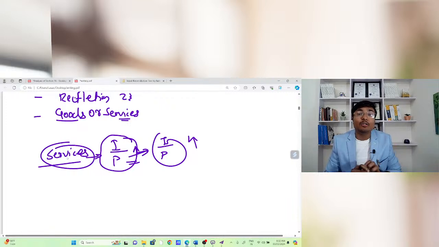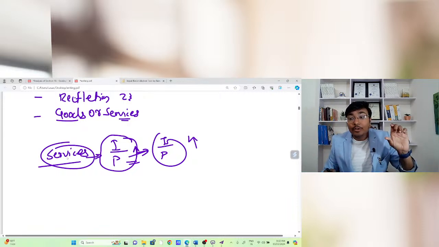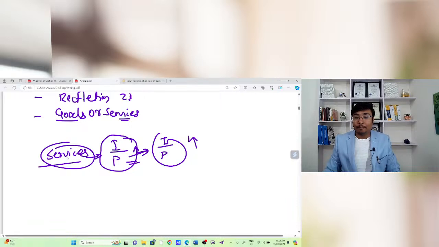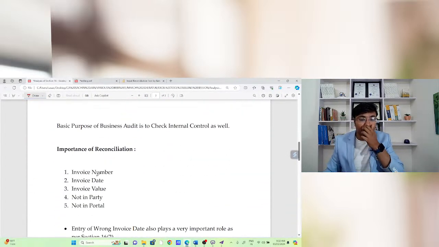Okay, so in that case also you need to compare the date of entry in the books of accounts and the date of entry showing in the GSTR 2B, so that you can easily identify the things. Is that okay, Mahadev ji? Your question related to date is okay for you?